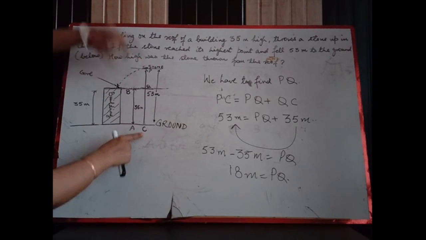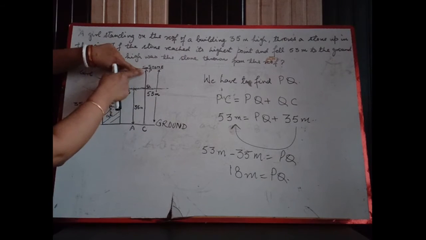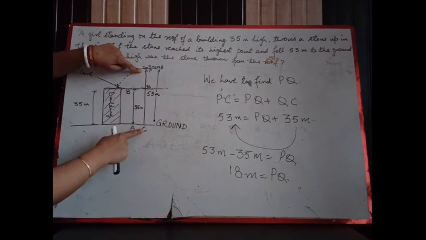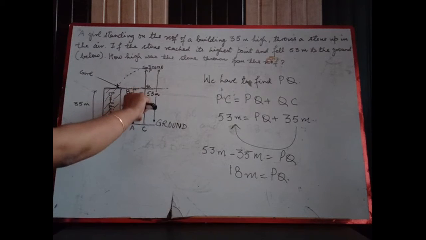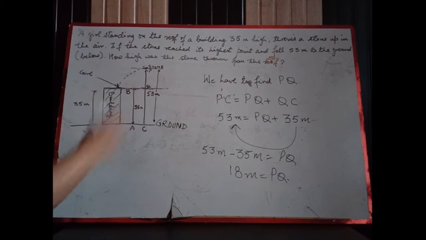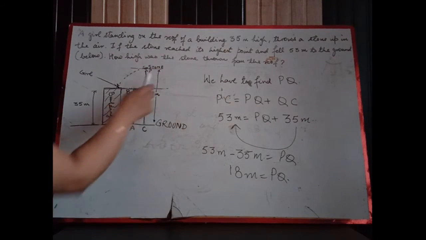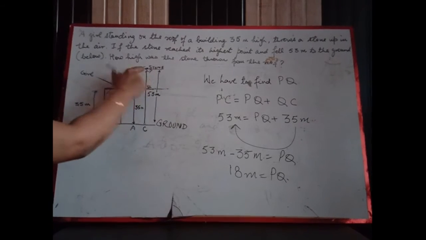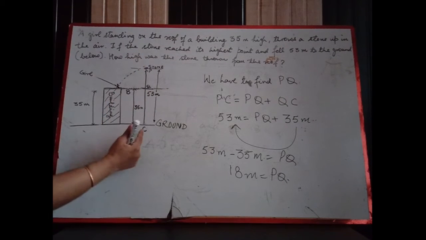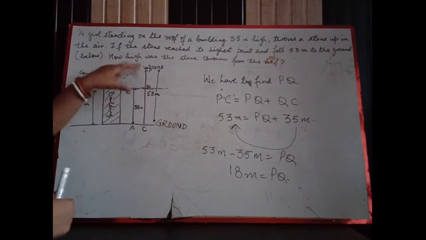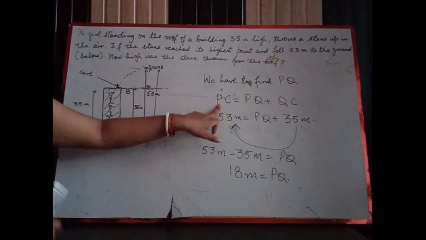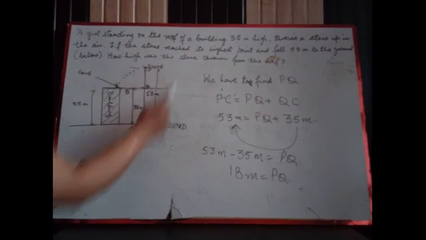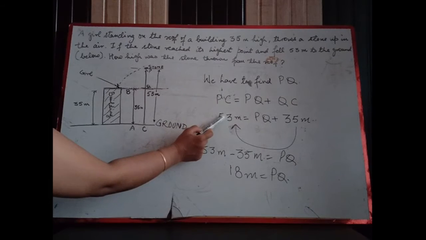This is for the stone. So if we add PQ and QC, PQ is the distance between the stone and the roof. QC is the height of the building. After adding these two distances, we will get 53 because it is given that the height of the stone from the ground is 53. So PQ plus QC is equal to PC. What is the value of PC? PC is 53 meters. We will write here 53 meters.